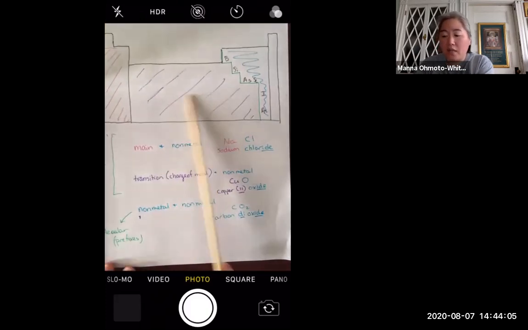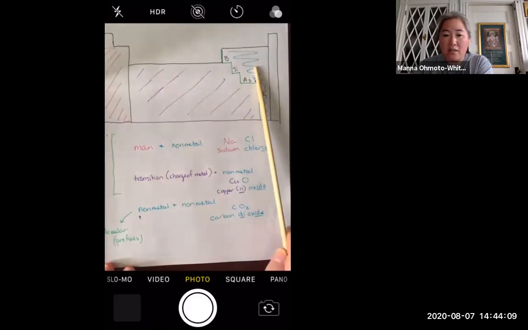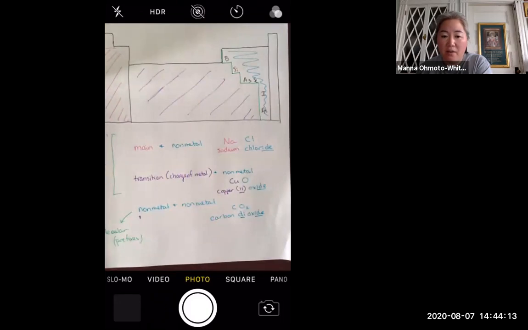So if it comes from the left side of the Zintl boundary and the right side of the Zintl boundary, then it's going to be an ionic compound. If both of them come from the right side of the Zintl boundary, then it's going to be molecular.